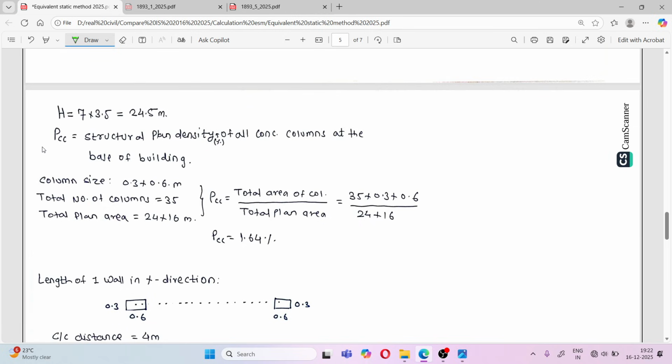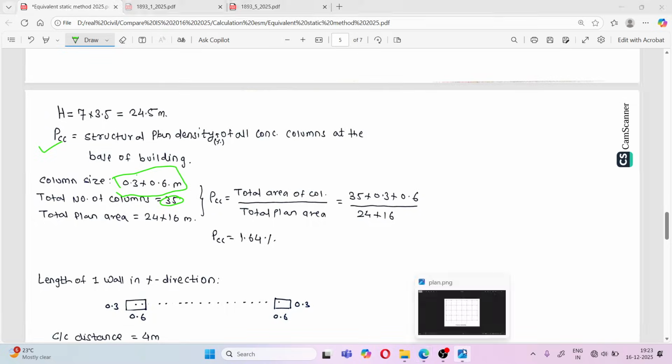So here you can see structural plan density percentage of all concrete columns at the base of the building. So you will require the column size, which is 0.3 by 0.6. I have shown you the total number of columns. So total number of columns are 35. Now, what is the total plan area?